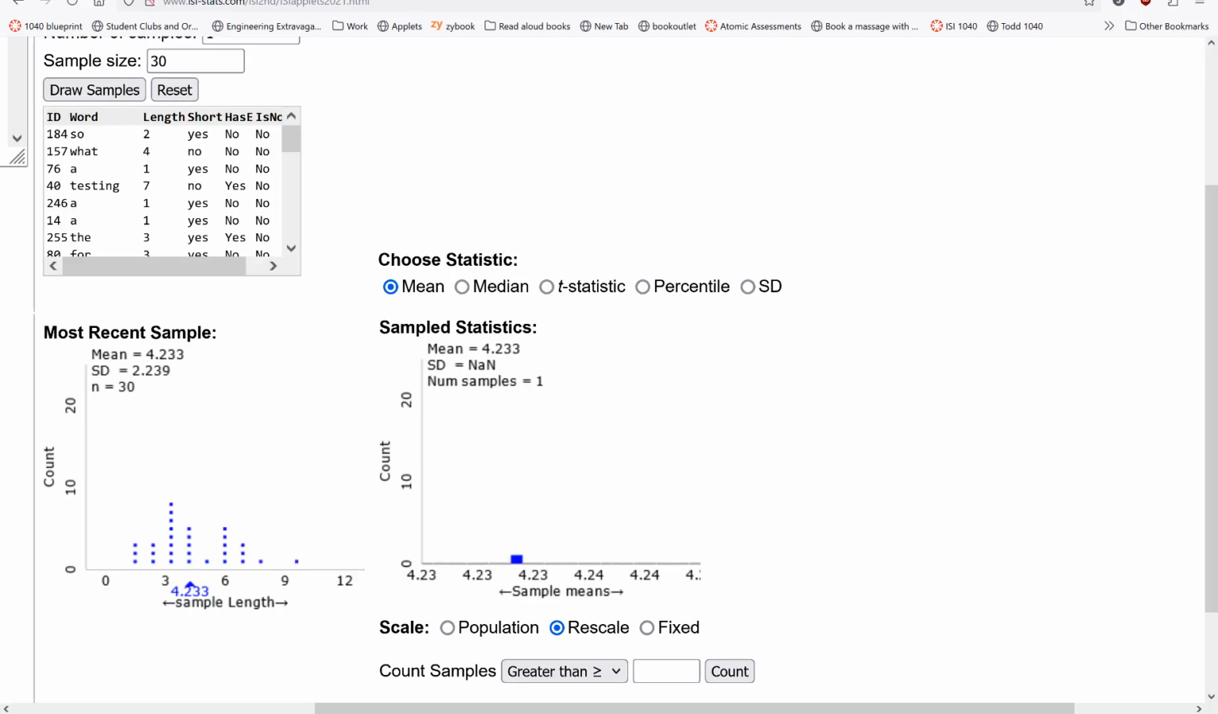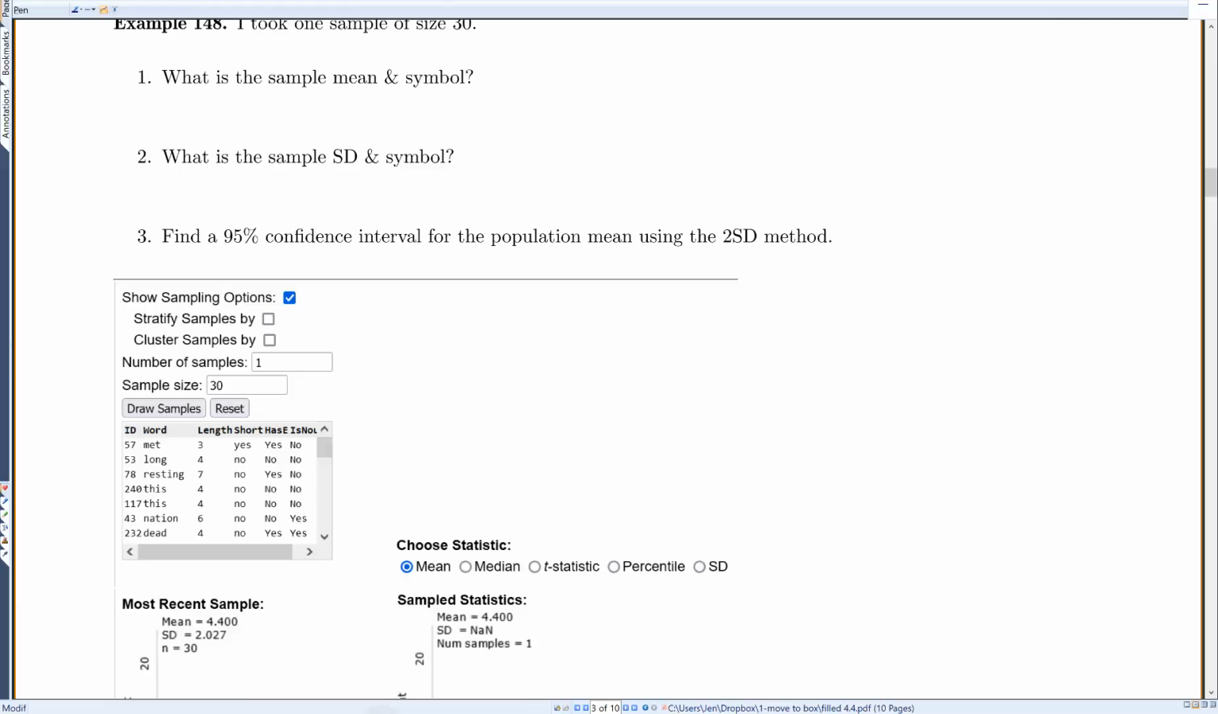You can see that this is my most recent sample. This is a sample I just took. Each blue dot represents an actual word, like one word. Okay. And then this is my one sample mean. So it's your sample statistic. I got a mean of 4.233. So here's the dot right here for 4.233. Okay. And then let's come back to our notes.